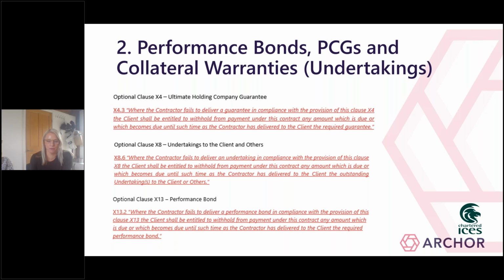The obligations to provide a performance bond, a parent company guarantee and collateral warranties are set out in the secondary option clauses. And whether or not these obligations apply will depend on whether the contract data incorporates the relevant X clause into the contract. So as you can see from the slide, the obligation to provide a parent company guarantee is set out in clause X4. Collateral warranties are dealt with at X8, and if a performance bond is required, the relevant clause is X13.